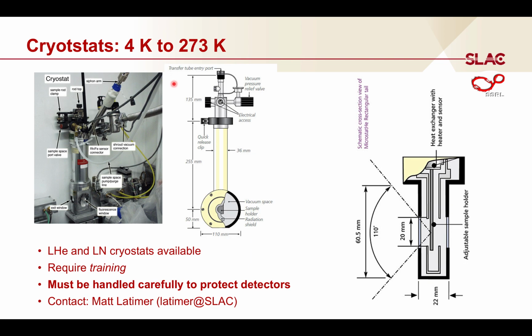Temperature control is extremely important for samples, and we have both liquid helium cryostats that allow you to run down to 4 Kelvin, as well as liquid nitrogen cryostats, which run at 77 Kelvin. These are pretty delicate. It's really easy to break these windows, for instance, the one that you see here at this point on this liquid helium cryostat. So use of these really requires training. They have to be very carefully handled. If these things blow up, they can really damage detectors that are sitting right next to them.